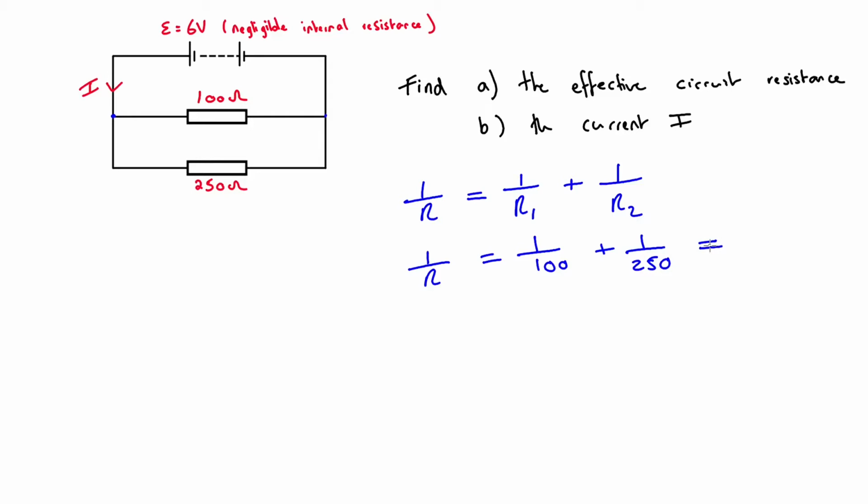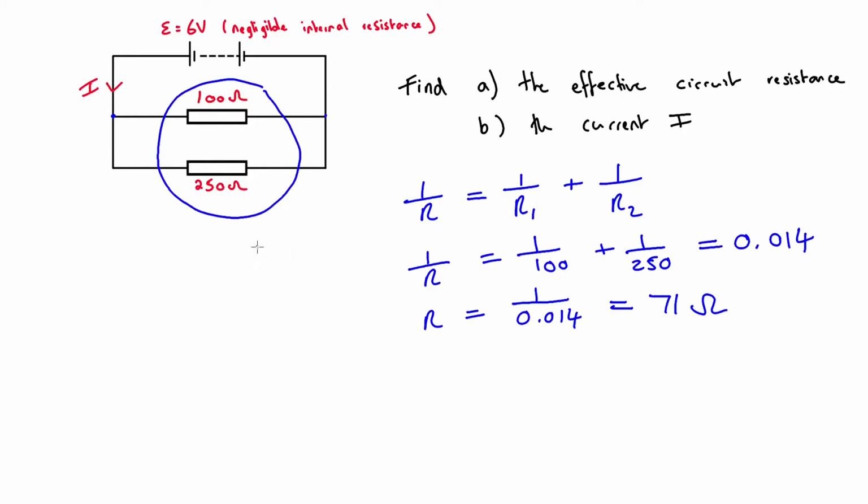And if you work that out, you will get 0.014. Now what we must remember there is that we've worked out not the resistance but 1 over the effective resistance of this combination. So now to get R, we've got to do 1 divided by this number, and that will give us 71 ohms. So basically we could replace these two parallel resistors with a single resistor of 71 ohms, and it would have the same effect in this circuit.